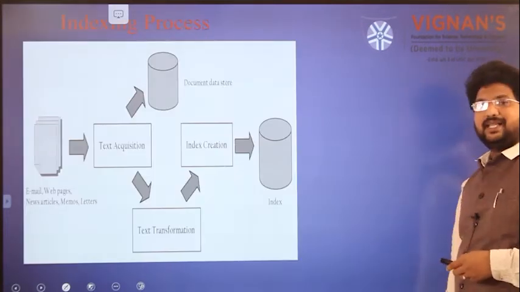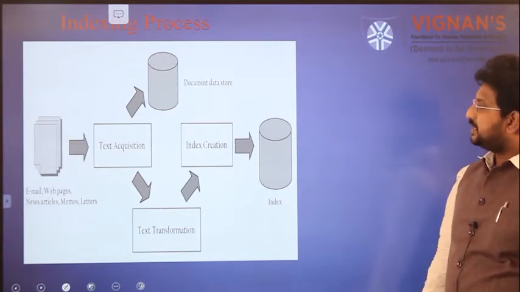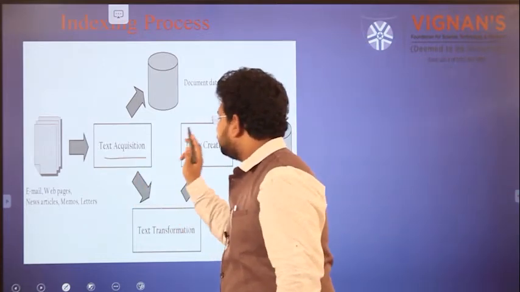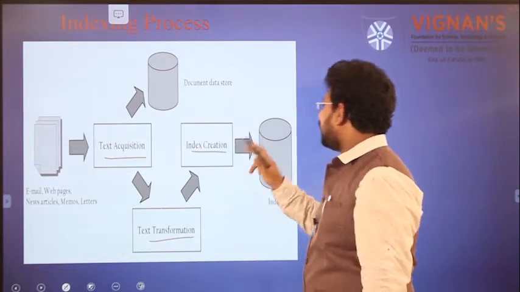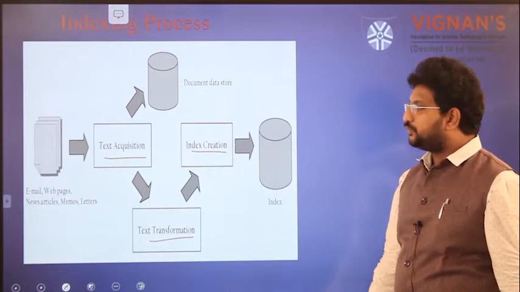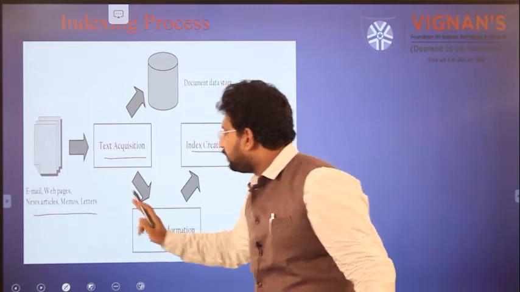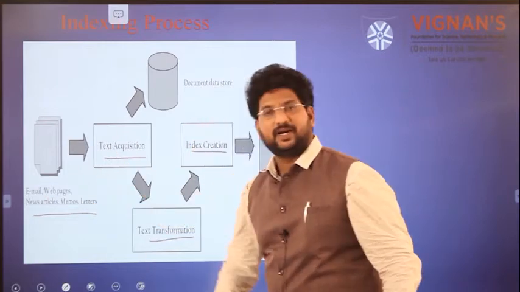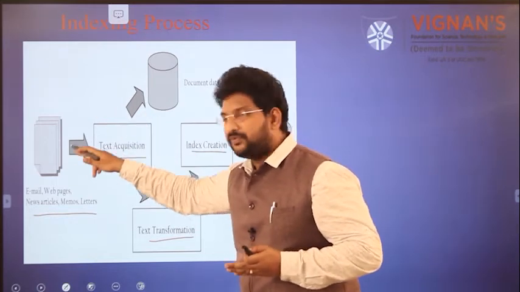Now we will try to understand the two basic building blocks in detail. The indexing process consists of three major components: text acquisition, text transformation, and index creation. Along with that, we can find some more words in this diagram: email, web pages, news articles, memos and letters. This is how we can understand the entire web. The web is the World Wide Web, consisting of a huge number of documents.